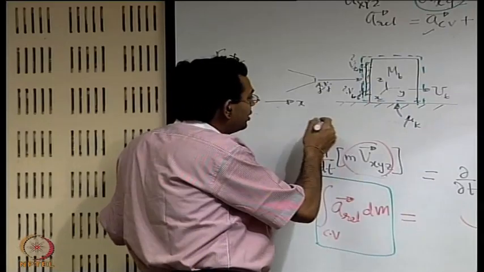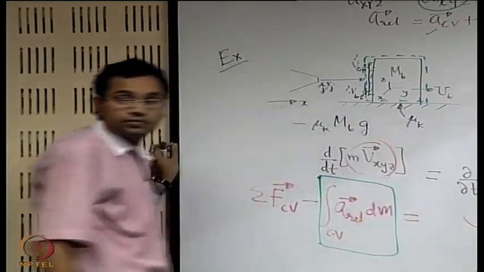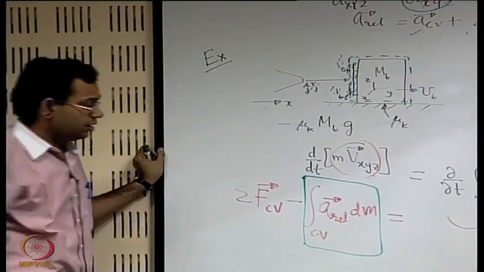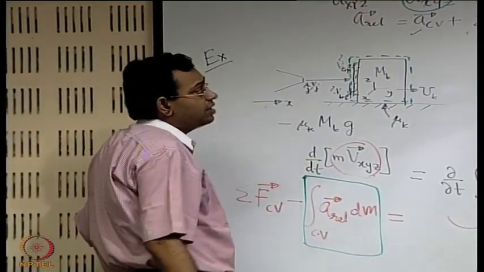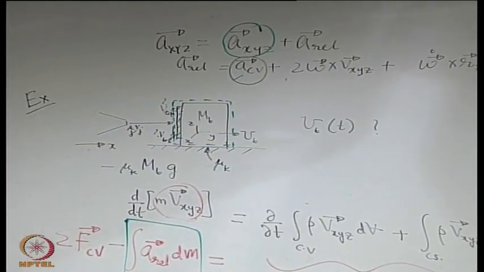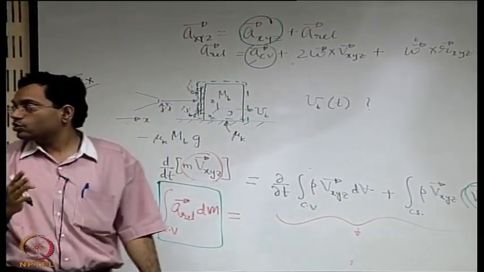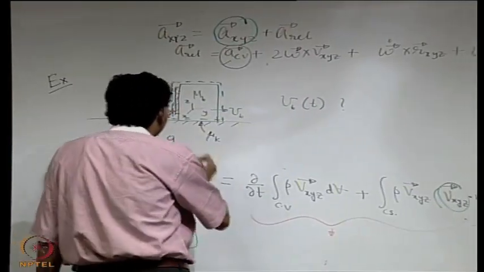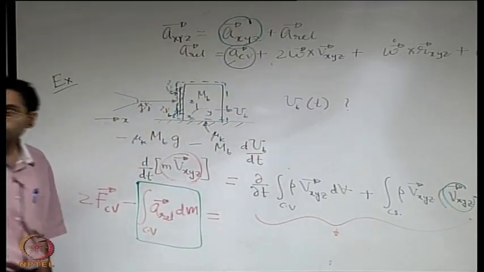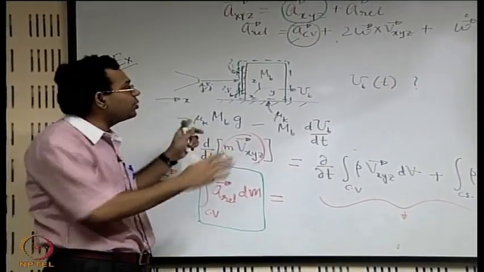So the friction force will be minus mu k into MB into G. Then there is no other force along X. Then what is this correction term? This correction term here is important, because you do not have the omega related things, but you have acceleration of the control volume. And here this integral will just become a relative into the mass, because it is just moving like a rigid body. So all points have the same acceleration. So this will be minus mass of the block times acceleration. Acceleration is du block dt, right. So it is clear why we could take this a relative out of the integral, because all points on the block are moving with the same acceleration.